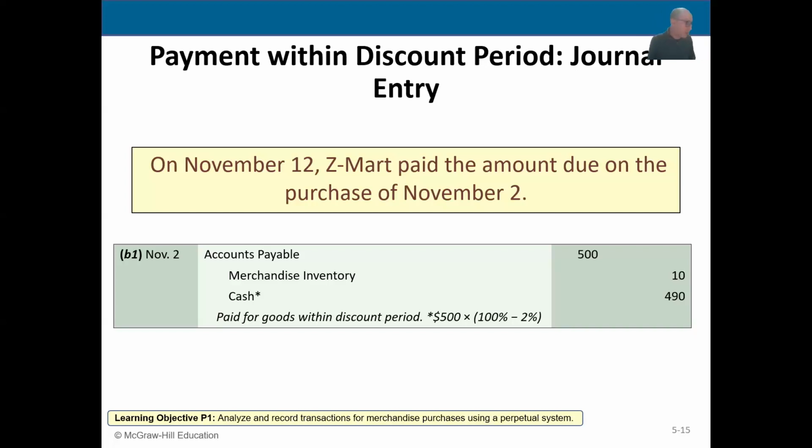Because it's technically not worth 500 if I got a $10 discount, it's worth 490. So in order to represent that discount, we credit merchandise inventory by the discount amount. And then credit cash 490, which is the 2% discount within 10 days off of a $500 bill. Make sense? Good.